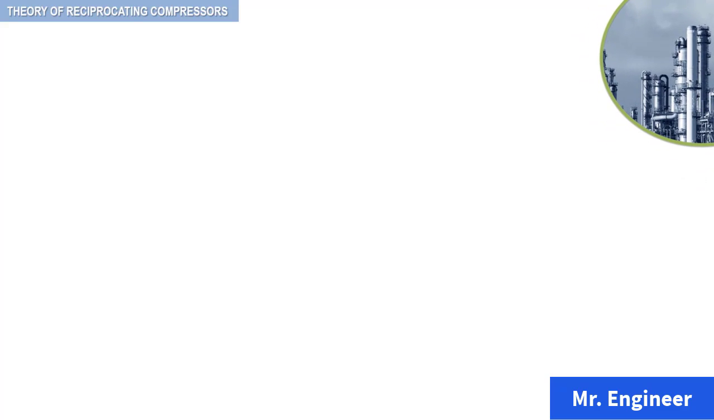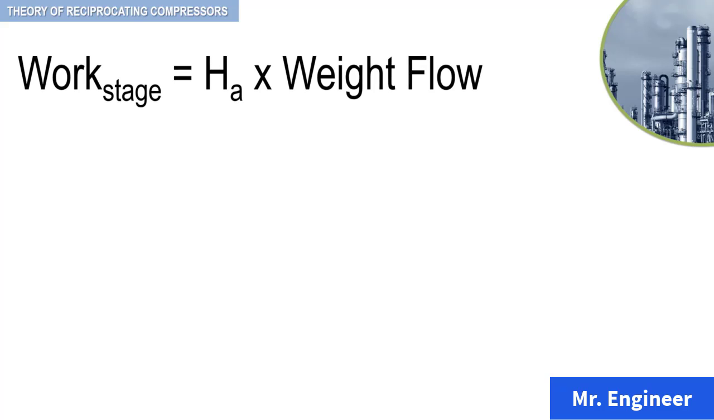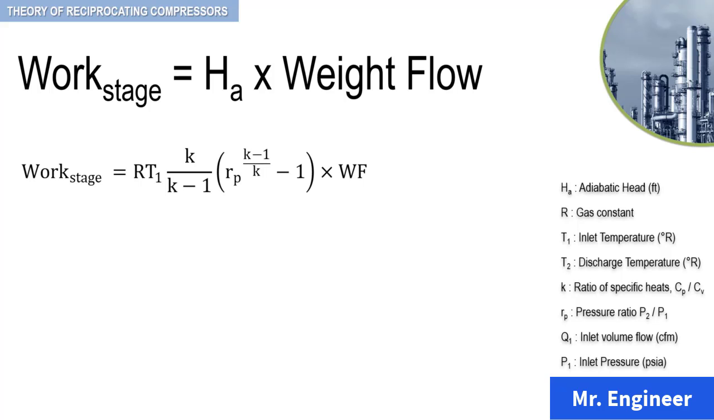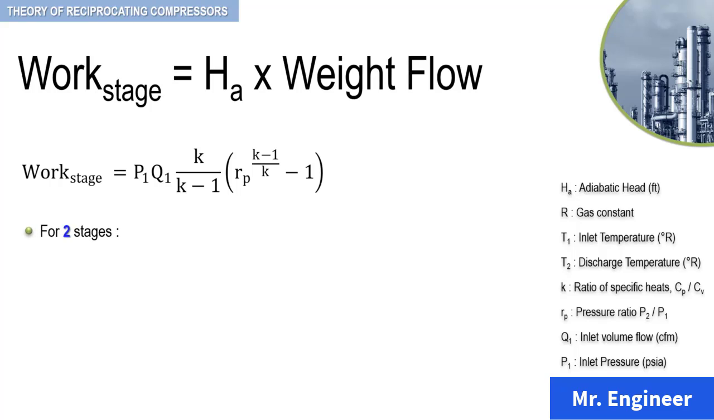The work per stage can be calculated by multiplying the adiabatic head, as seen in the previous video, by the weight flow per stage, as you can see here. And since the weight flow is given by the following equation, then the work per stage becomes as follows. Now, this equation is for one stage, or a single stage. For two stages, the equation can be expanded to add the interstage conditions for the second stage, as seen here.